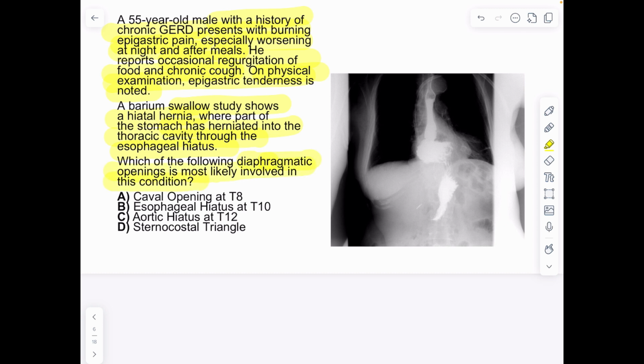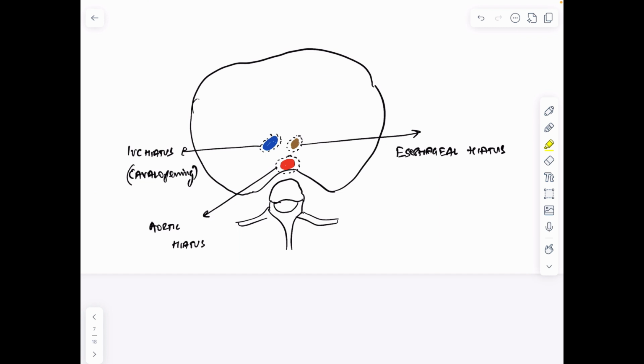So obviously, it is a prototype sort of question, where it is not related to surgery. It is not related to the disease. It is a question which is related to asking about the diaphragmatic opening. So it is a straightforward question. You already know the answer. The answer for that question is the esophageal hiatus at the level of T10. So let us talk about these diaphragmatic openings.